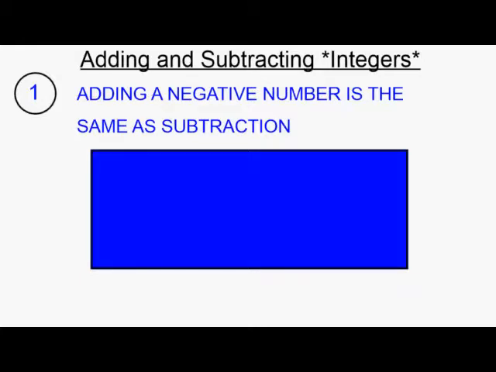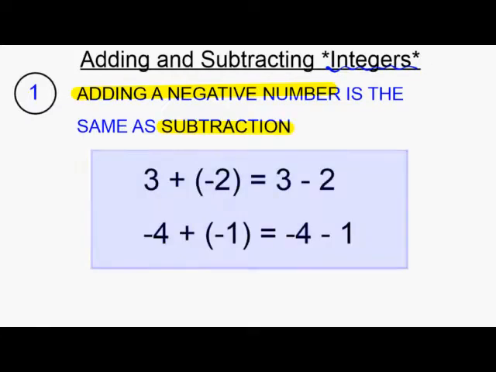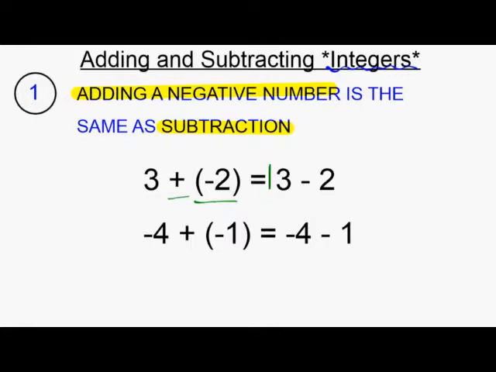So adding and subtracting integers. Notice there's a couple stars here because you could add a negative number. Adding a negative number is the same as subtraction. What do we mean? Right here, we have the addition of a negative number. That is the same as 3 minus 2.